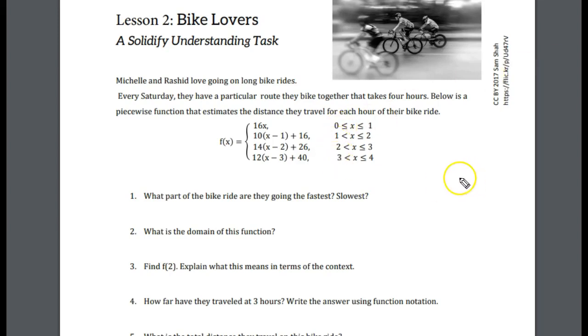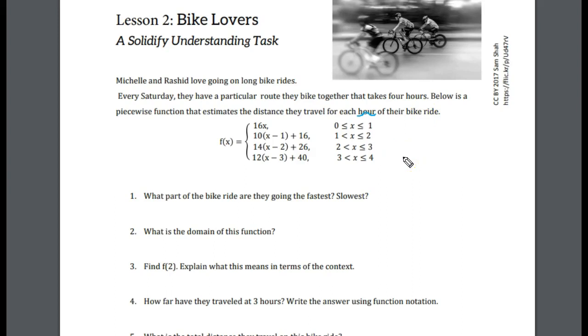So we have a piecewise function. We learned yesterday that this was a piecewise function. It has 4 pieces for 4 intervals of time. We know our time is in hours. It does not state here what we're measuring our distance in, so we'll want to keep that in mind as we answer our questions.